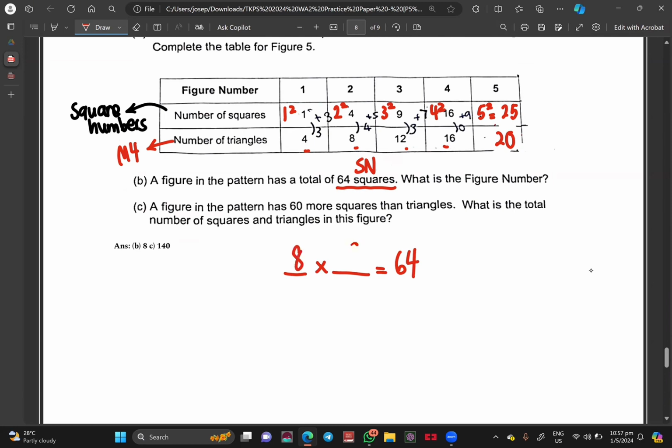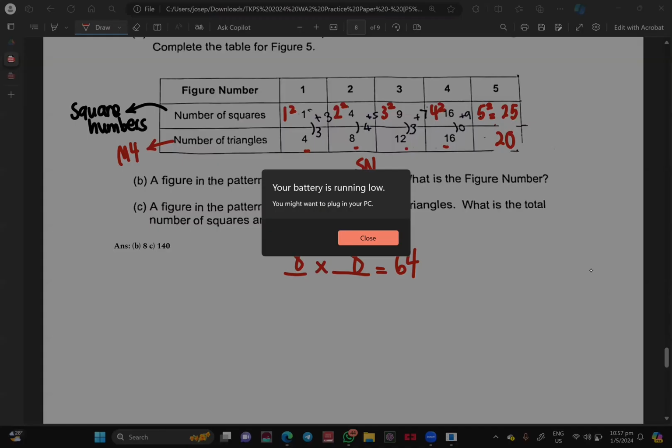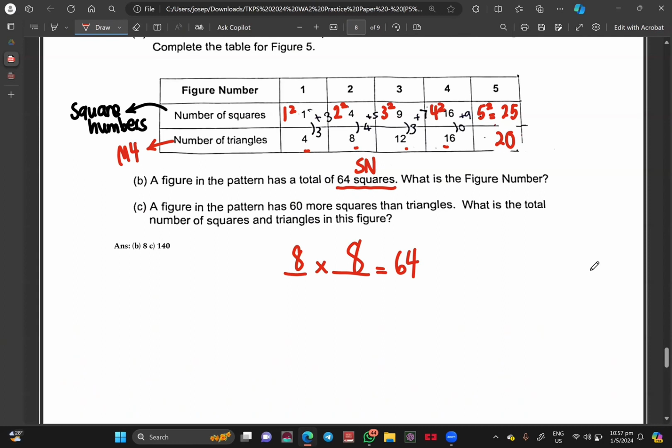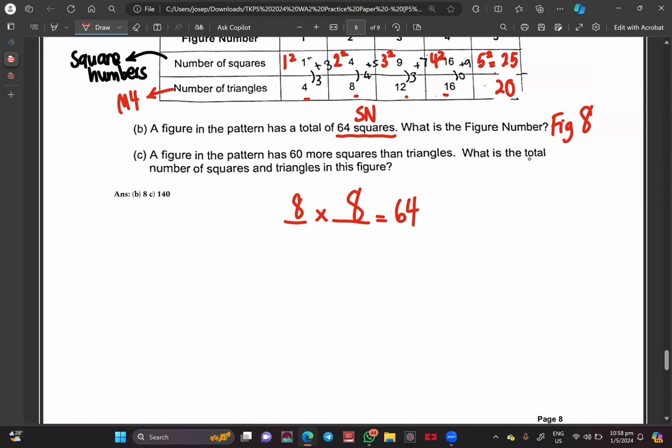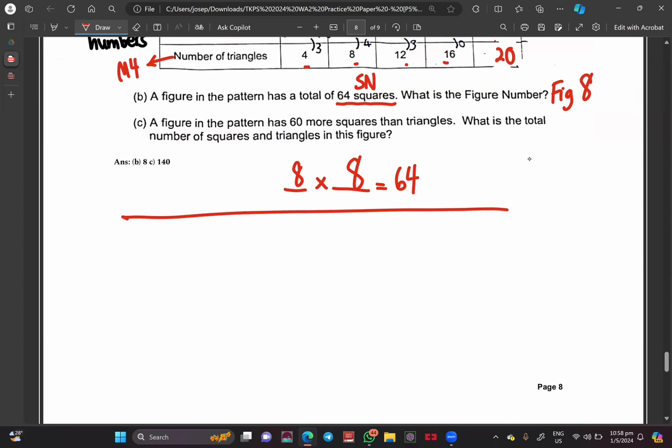And we know that it has to be 8 times 8. So if it's 8 times 8, it means that my figure number has to be figure number 8. Okay, so this is something that I have found, which is, I believe, quite straightforward. Now what I want to do next is solve C.